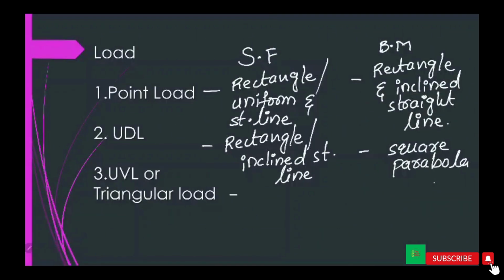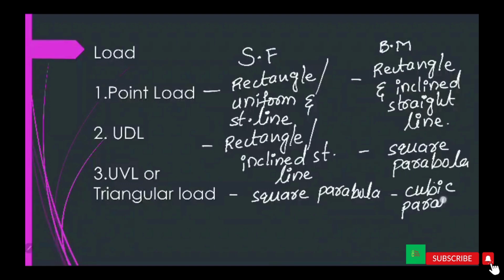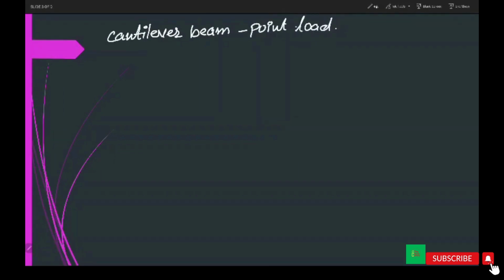For UVL load or triangle load, shear force is a square parabola, and the bending moment diagram is a cubic parabola. In the diagram also I will explain. Cantilever beam subjected to point load. How will the shear force and bending moment diagram be?